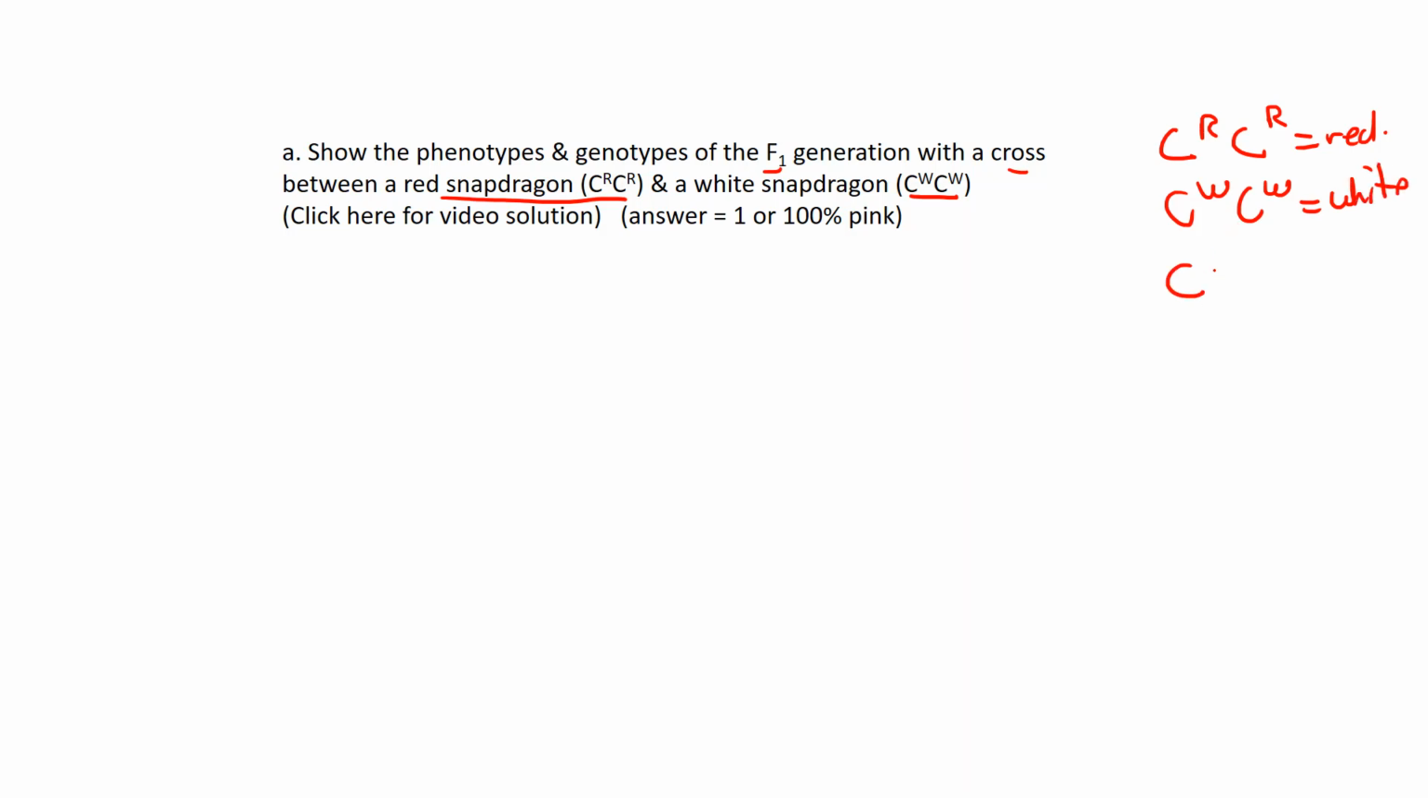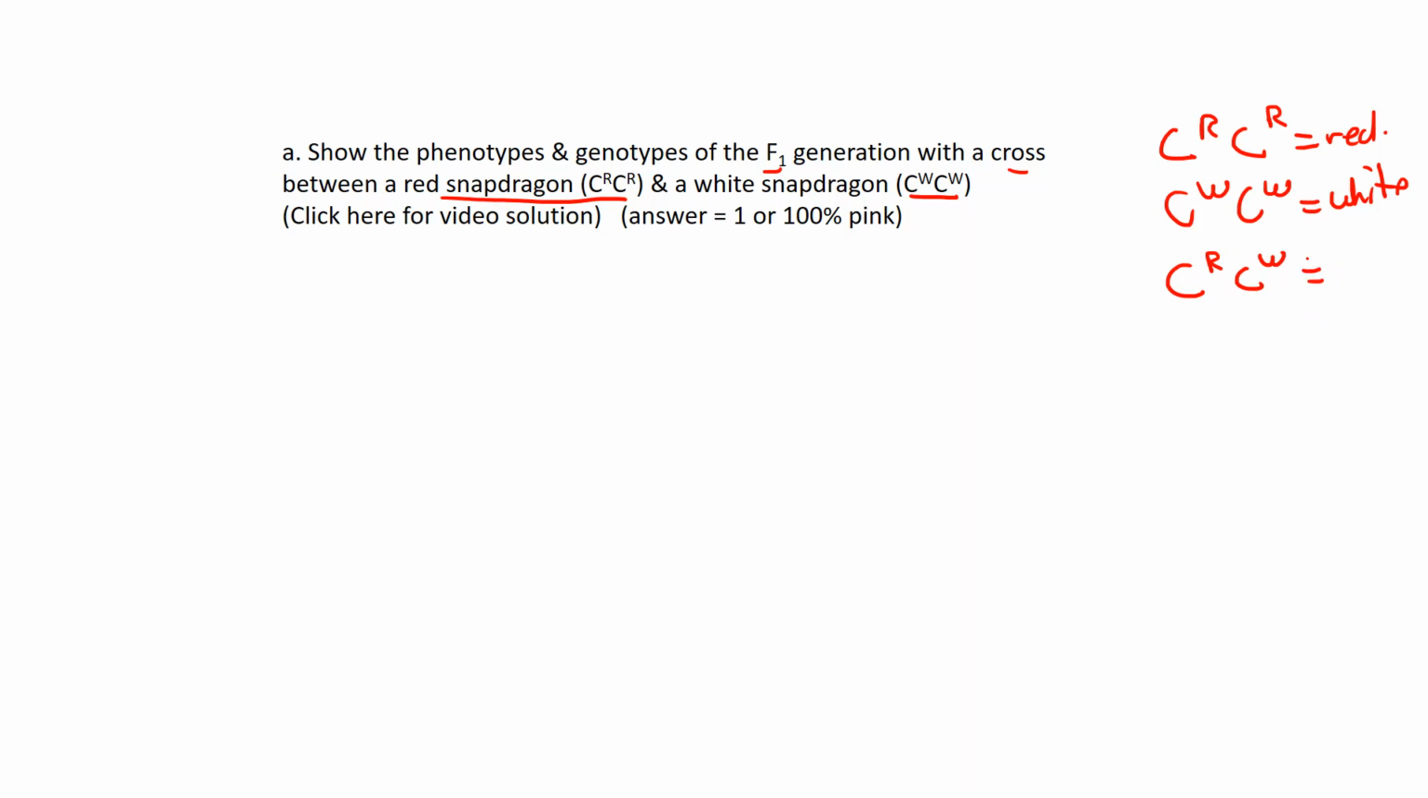But if you have a CR and a CW, it doesn't matter the arrangement, because these show incomplete dominance. You could have the W first or the R first. It's just whichever one you choose. But if you are going to keep the R first in this example, keep that consistent throughout your whole question. Otherwise, it's going to be hard to interpret phenotypes at the end. So if I'm going to put the R first, I'm going to do that all the way through the question.